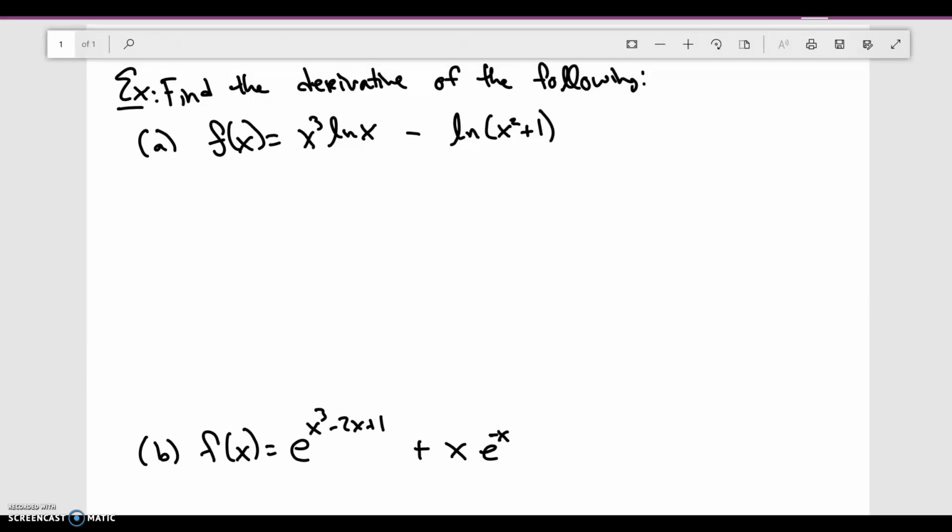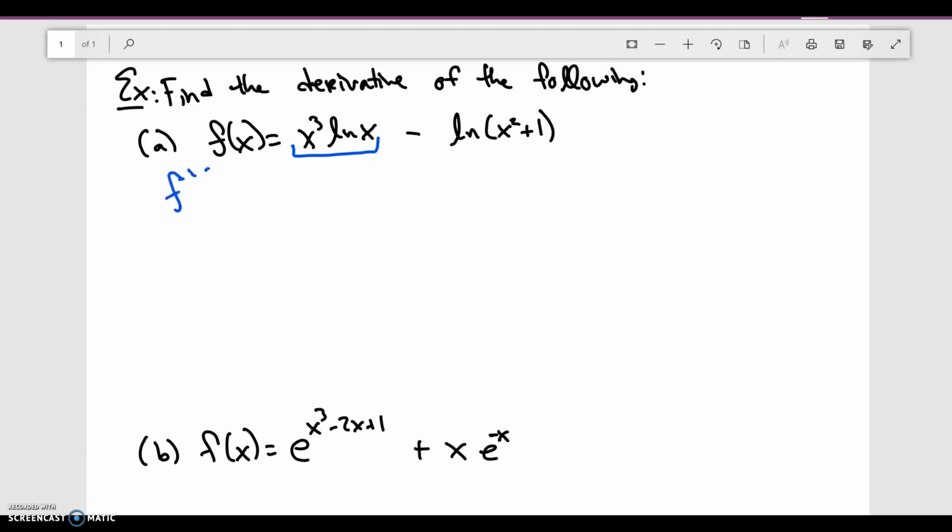So here are two problems where we want to find the derivative. So here's the first two problems. The first one is f of x is equal to x cubed ln of x minus ln of x squared plus 1. So the first thing that you want to do, before we find the derivative, what I notice here is that there are two different functions being multiplied together. So I need to use the product rule here.